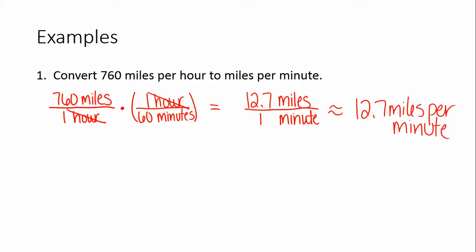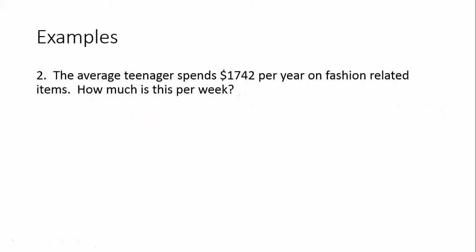And units are going to be very important here. And actually, I'm going to change this. This was 12.6 repeating, but we're going to round that again. That's why I use the about symbol, 12.7 miles per minute. Let's look at another one.